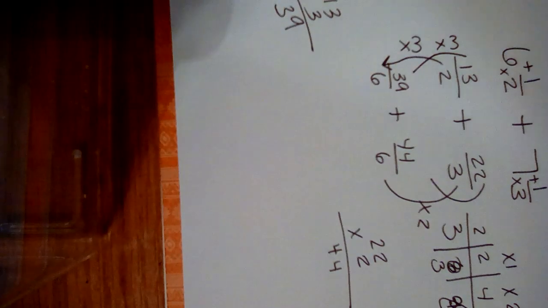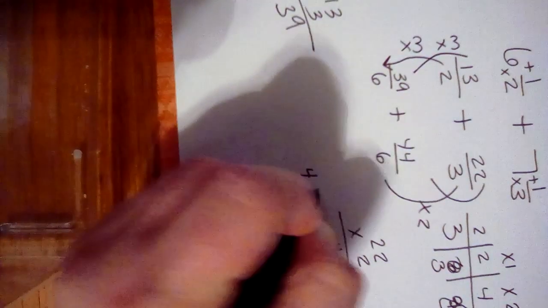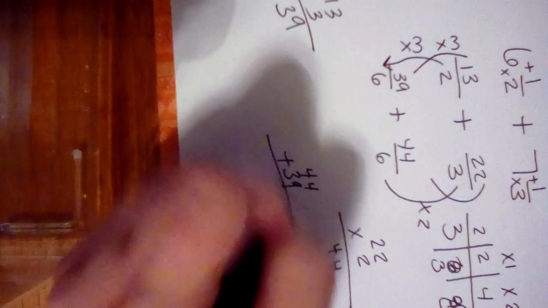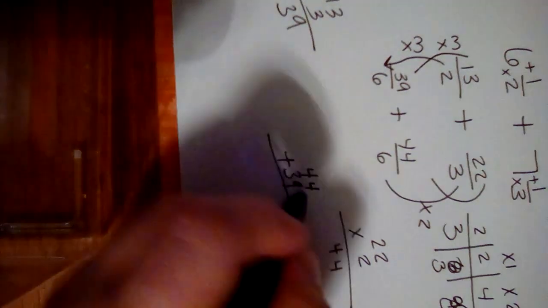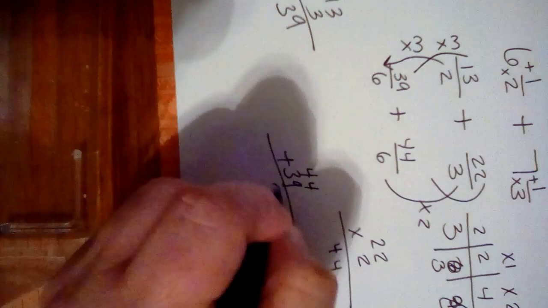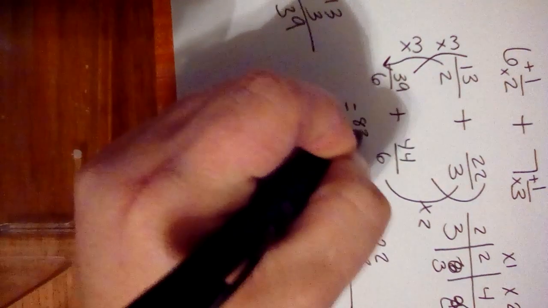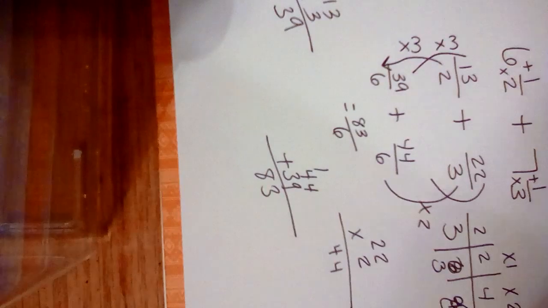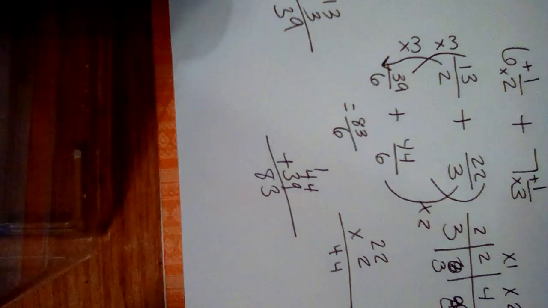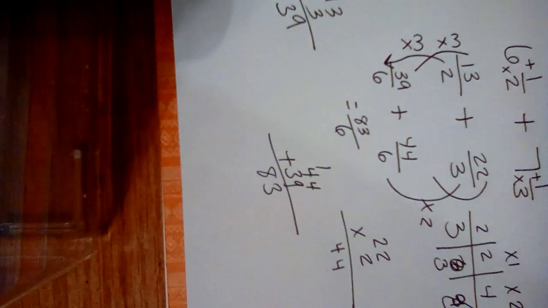So next I'm going to add. And again, I'm not going to guess it. I'm going to actually work it out. So I'm going to work out 44 plus 39. 9 plus 4 is 13. 3 plus 4 is 7, plus 1 is 8. 83 over 6. Now, I've added. But the denominator, of course, stays the same in adding and subtracting. Now I have to simplify. I simplify using long division. So I'm going to come over here now.